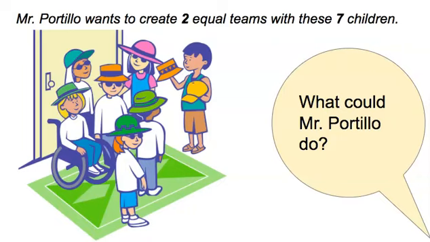Mr. Portillo wants to create 2 equal teams with these 7 children. What could Mr. Portillo do? So he has 2 equal teams, but he has 7 children. What are some of his options?